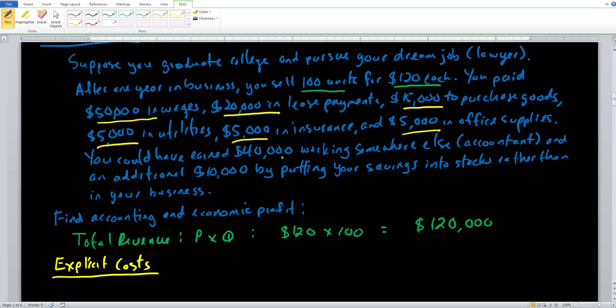How about this $40,000 and this $10,000? Well, remember, this isn't going to be paid directly to another entity. These are going to be considered your implicit costs, and that's going to come when we talk about the economic profit. So here with the accounting profit, we just want to go ahead and write all this down first.